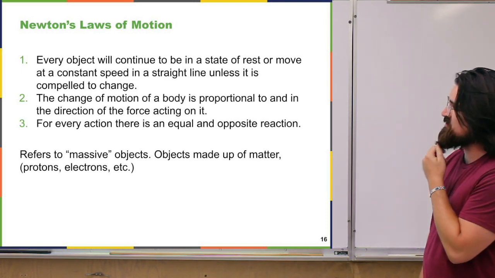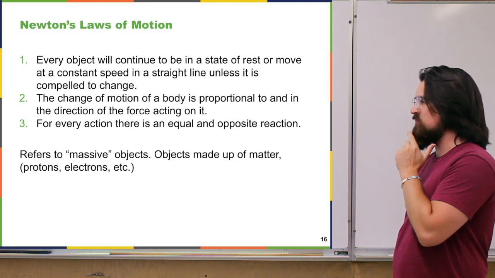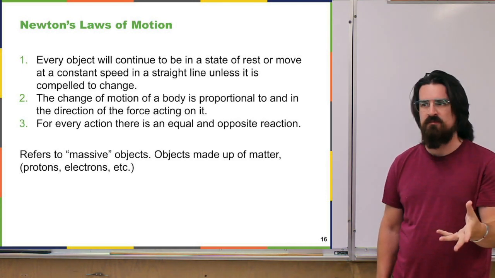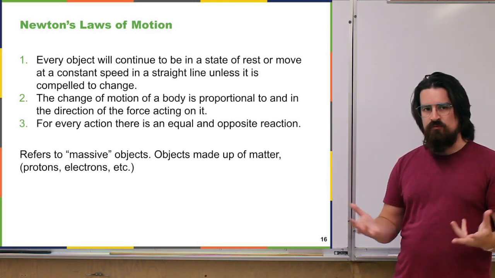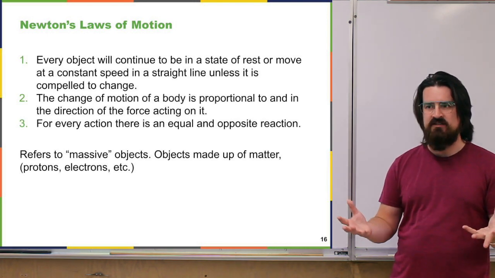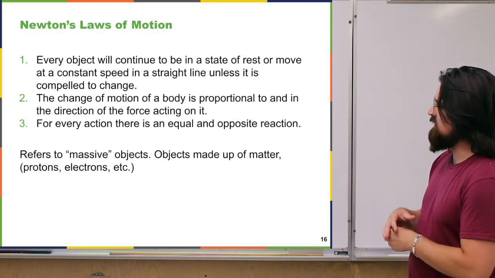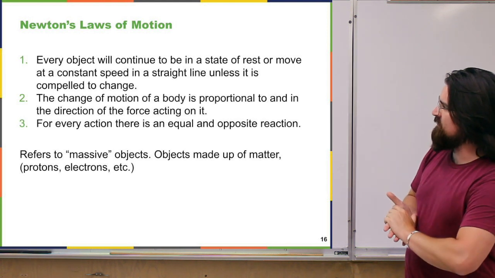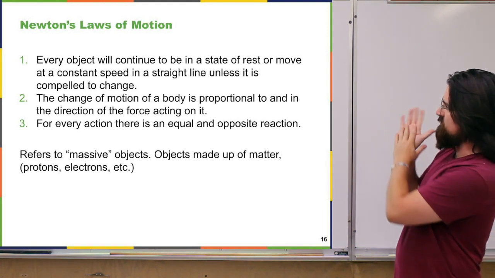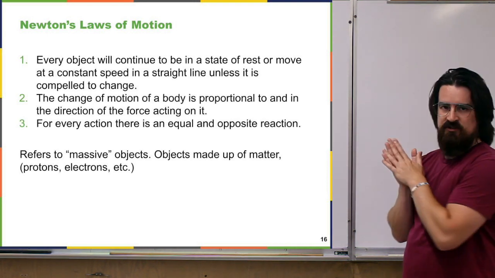And he did a number of different things. One of them was to formulate what are known as Newton's laws of motion. Being laws of motion, they're all about describing how things move and act when stuff happens to them or when nothing happens to them. So let's just look at the laws here, right? The first one says that every object will continue to be in a state of rest or move at a constant speed in a straight line unless it is compelled to change.